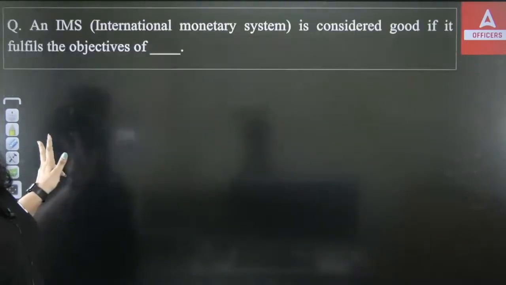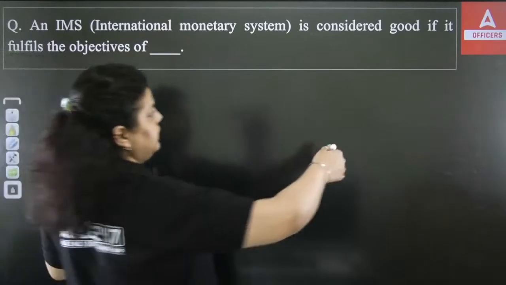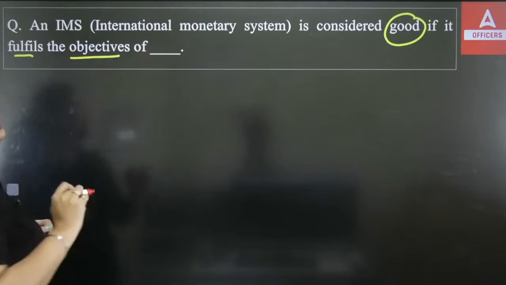The next question is talking about the International Monetary System. The International Monetary System is considered good if it fulfills the objective of dash.